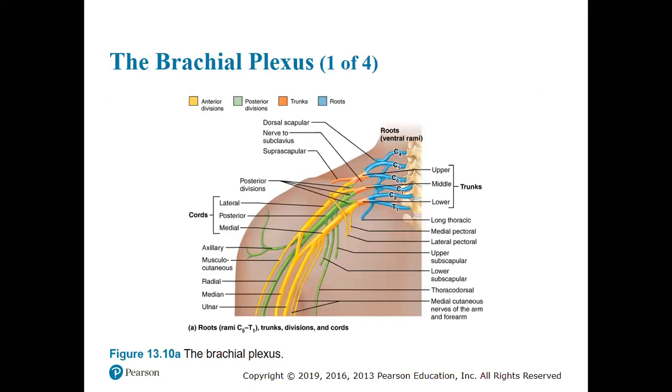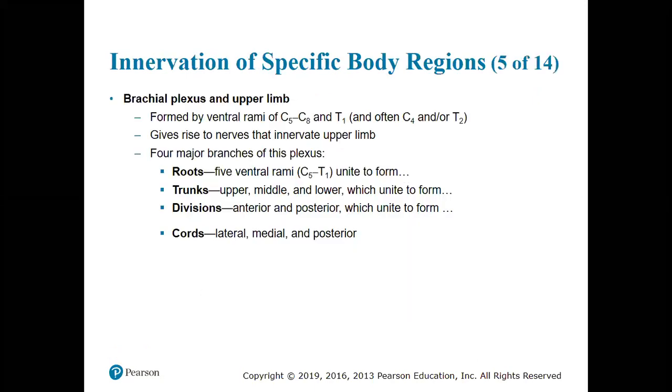We're going to be looking at the brachial plexus. Now, this can get broken up into two divisions. We also have our roots, trunks, posterior divisions, anterior divisions. That's kind of what I want to point out here. The brachial plexus, make sure that you know that it's broken up into four major branches: roots, trunks, divisions, and you also have your cords.